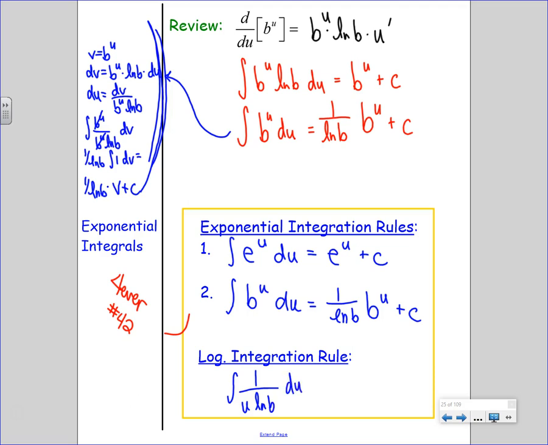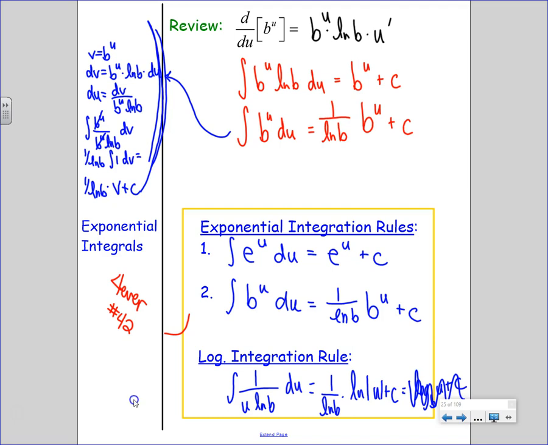But hold on, what would we do, kiddos? Wouldn't we just pull out 1 over ln b, and wouldn't we just do ln? Guess what ln of u over ln of b equals? Oh! So I don't actually need a rule for log base b of u. This is the change of base formula.